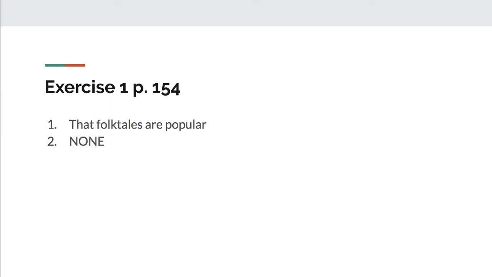Number 3, it is a fact that African folk tales have universal themes. So again, it's that African folktales have universal themes. We look at the word in front of it. The word is fact. That is a noun, and it is giving us more information about that fact. So that is a noun clause. That African folktales have universal themes.